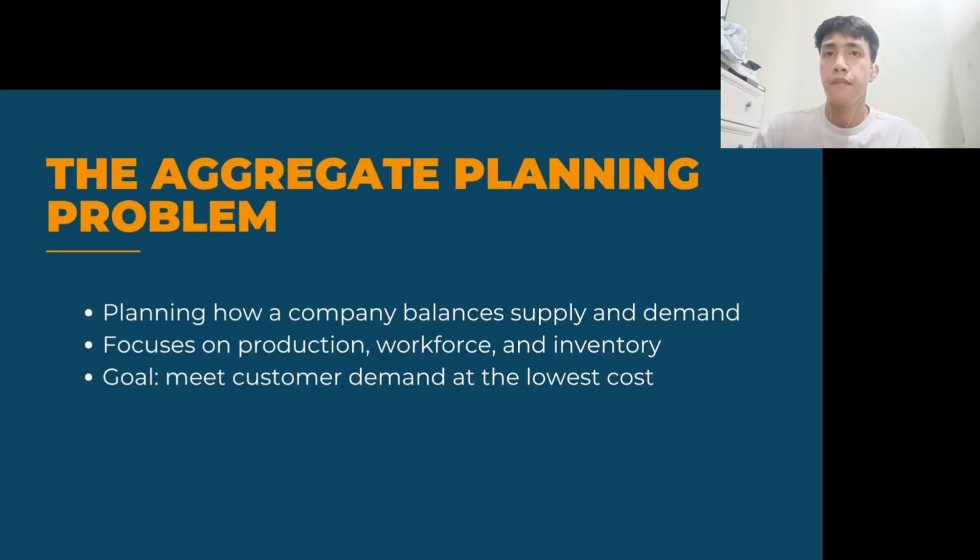The aggregate planning problem is about planning how a company balances supply and demand, focusing on production, workforce, and inventory. The goal is to meet customer demand at the lowest cost.